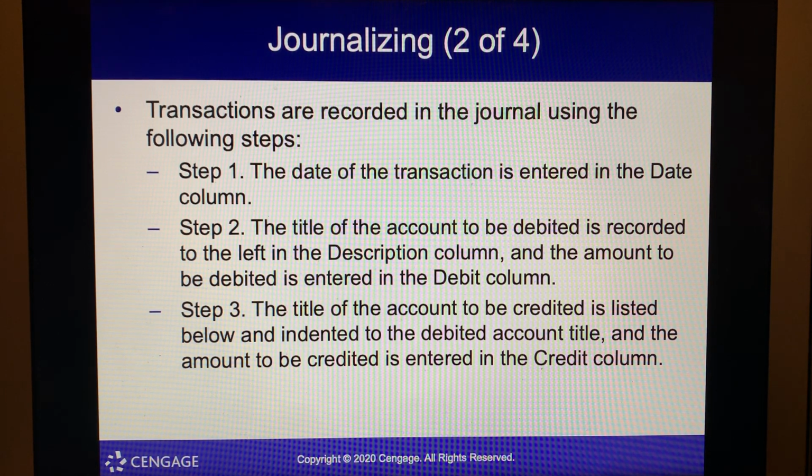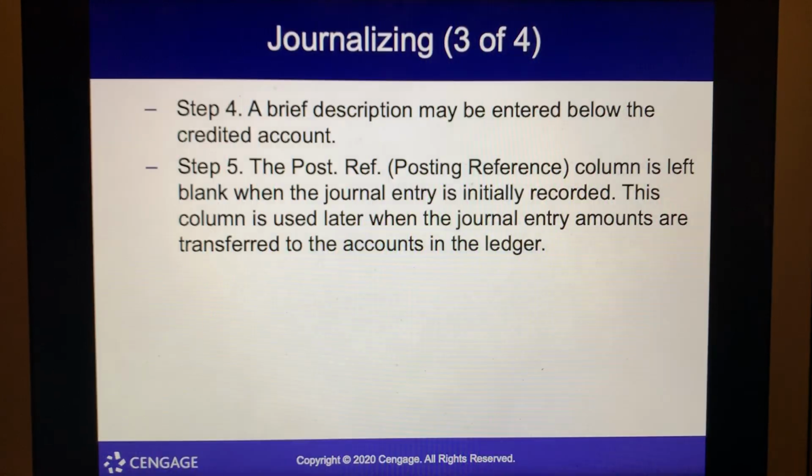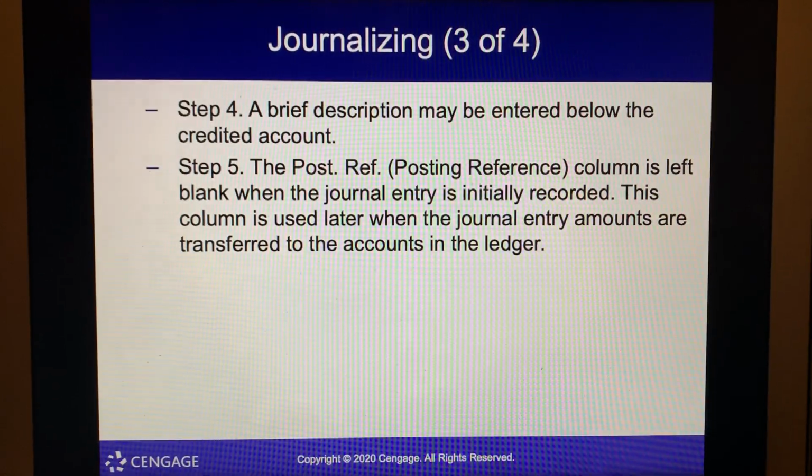I usually say 3 to 5 spaces to be debited to the debited account title, and the amount to be credited is entered in a column. I know these are all words, but there'll be an example here in a bit, and it'll explain what that means. 4, a brief description may be entered below the credited amount.